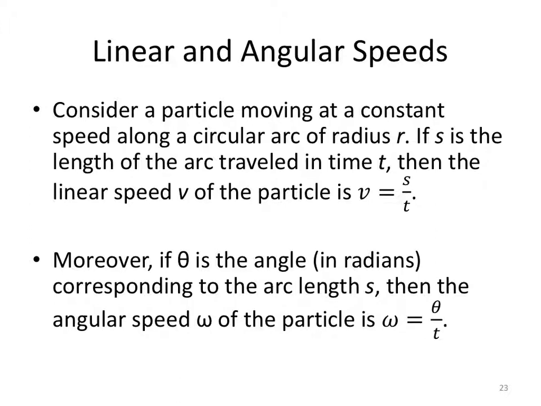So let's consider a particle moving at a constant speed along a circular arc of radius r. Think about a dot on the outside of your tire on a bicycle, or the example I used in classroom was a circular saw, and we're looking at the tip of one of the cutting edges. If s is the length of the arc traveled in time t, then the linear speed v of the particle is v equals s over t, arc length divided by time. Moreover, if theta is an angle, always in radians, corresponding to the arc length s, then the angular speed, omega, of the particle is omega equals theta over t. There's another thing for us here. Trigonometry gets you to learn all sorts of Greek letters.